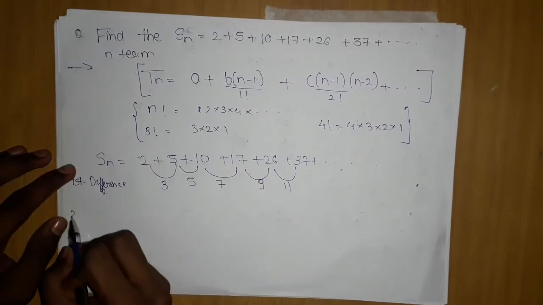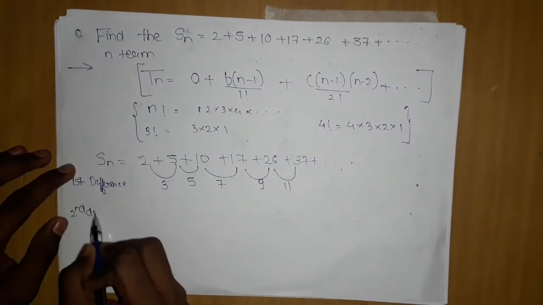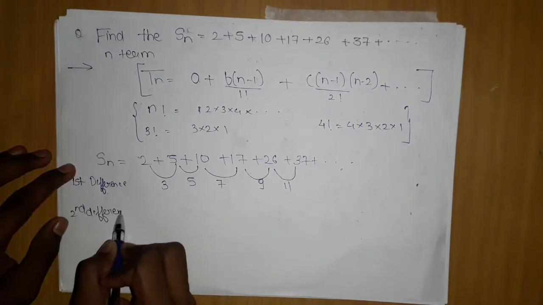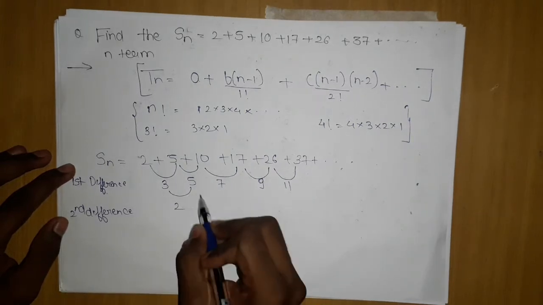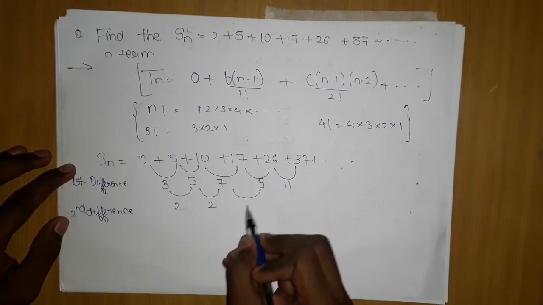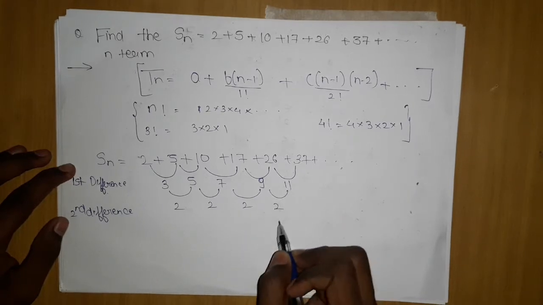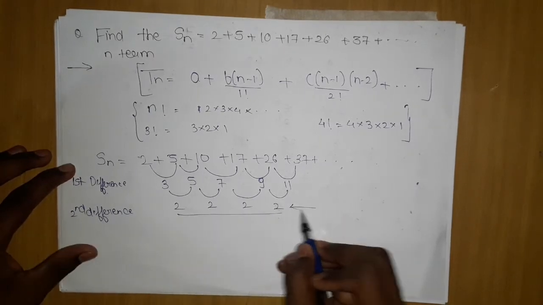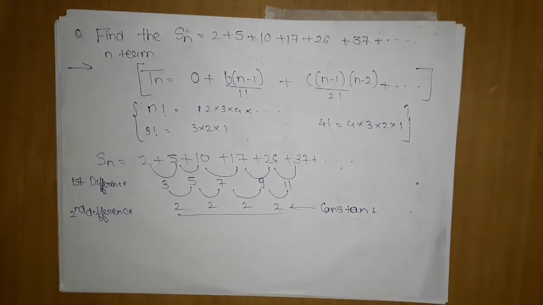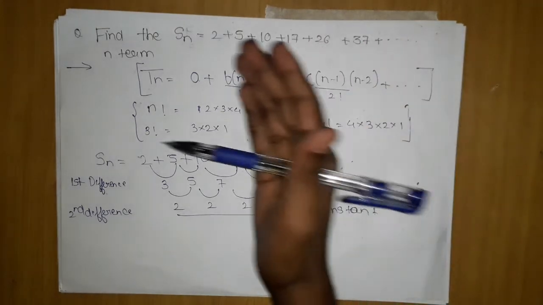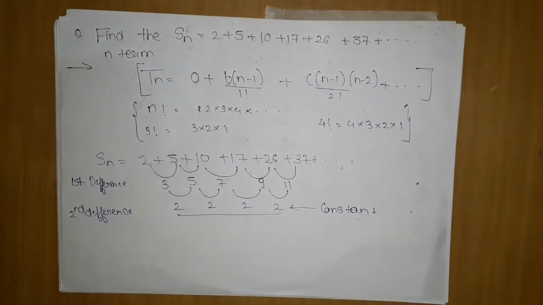Now the second difference. Do the difference of this, you have 2. Do the difference of this, 2. Again 2. Again 2. So now you are getting a constant, so you have to stop here at the second difference. What the difference gives you an idea of is that this part will not be involved, only a and b will be sufficient to get the tn.